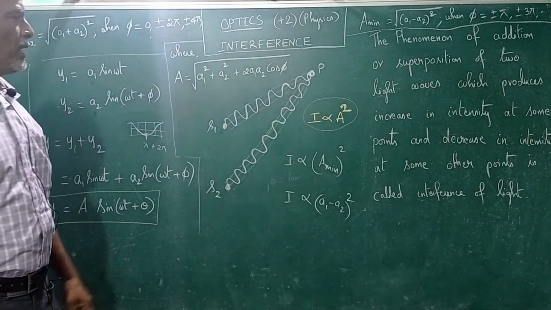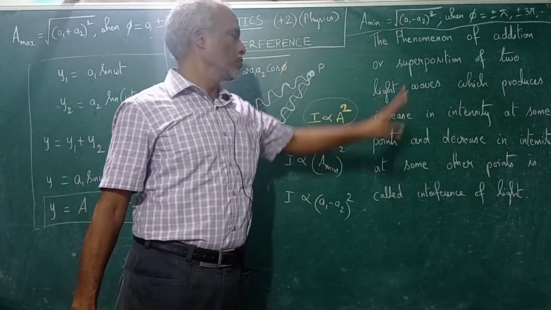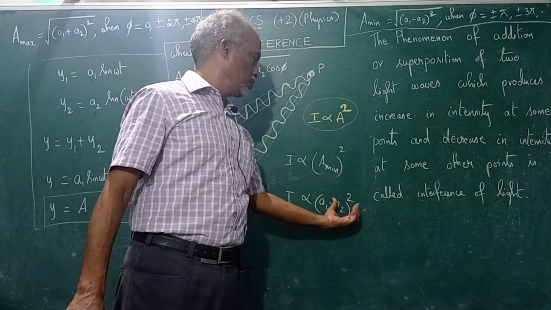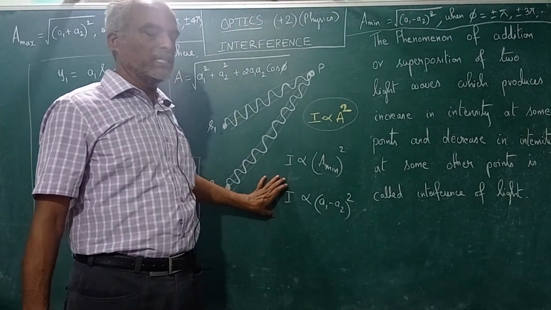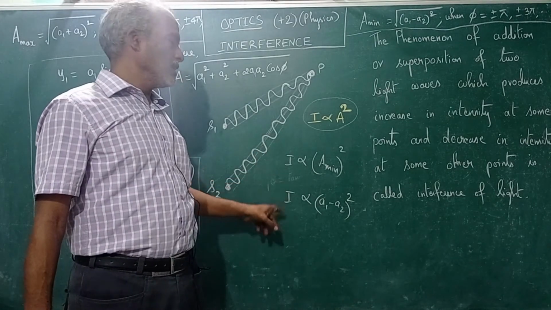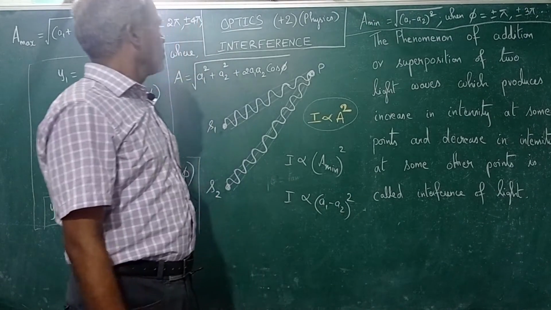So we have A min square. A min we have seen now. So if you square this, the square root will go. You will get A1 minus A2 the whole square. This is for destructive interference, and the intensity because of that is directly proportional to A1 minus A2 the whole square.